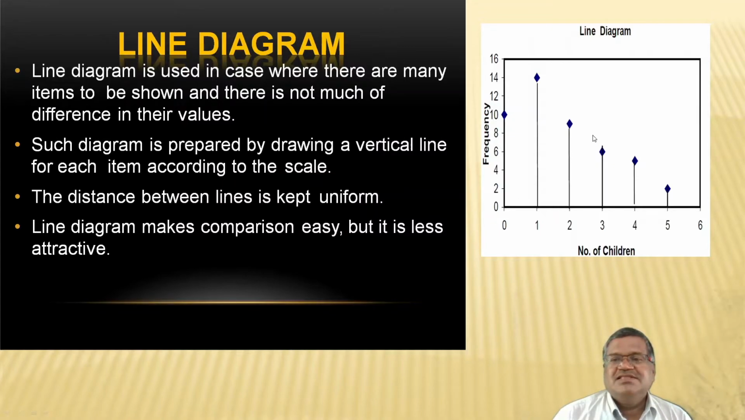Look here, this is a line diagram. The number of children is taken on the x-axis and the frequency of families is taken on the y-axis. One child for 14 families, 2 children for 10 families, 3 children for 8 families, like that. This is a line diagram.